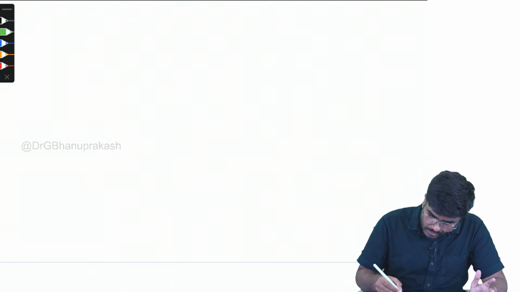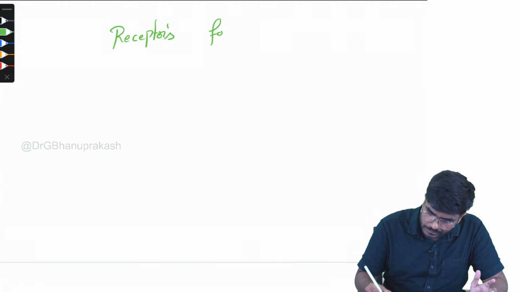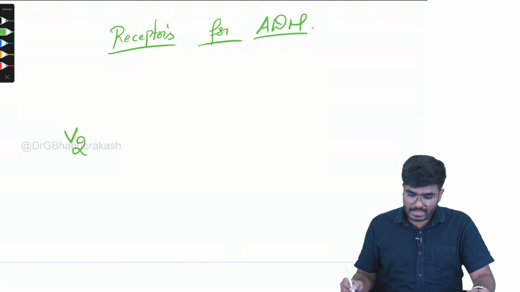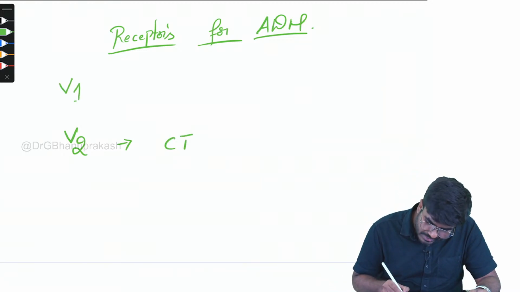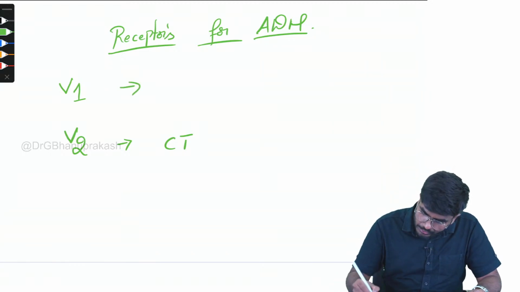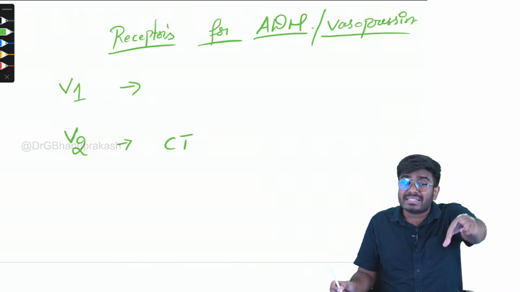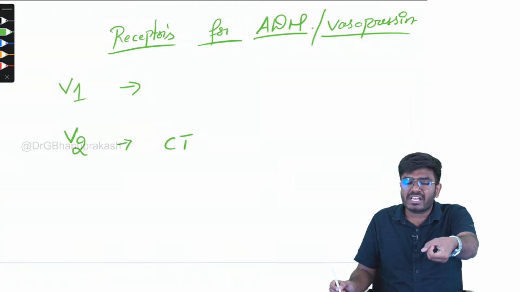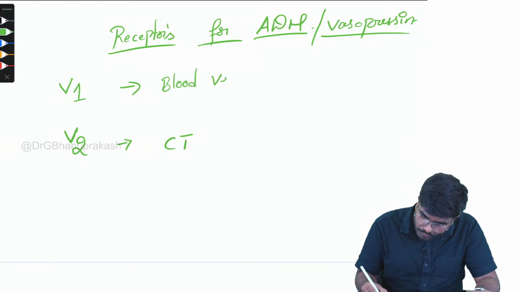Now, receptors for antidiuretic hormone. I have already taught you one important receptor, the V2 receptor. The V2 receptor is present on the collecting ducts. But remember, there is one more important receptor called the V1 receptor. The antidiuretic hormone is also called vasopressin. Vasopressin presses the blood vessels, meaning it causes vasoconstriction. So V1 receptors are present on blood vessels.